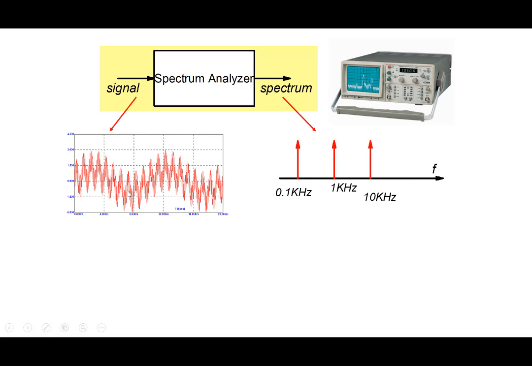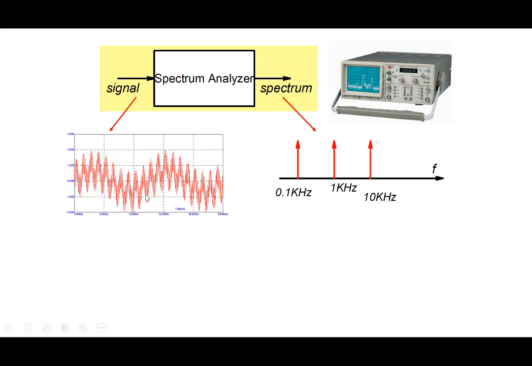Meaning, if I take this particular signal that I just showed you and feed it into a spectrum analyzer, this instrument would separate out the signal into its different components, just like a prism does. Something similar this one will do. For example, it will show us that there are 3 frequency components here. There are 3 sinusoids here: 0.1 kilohertz, 1 kilohertz, and 10 kilohertz.